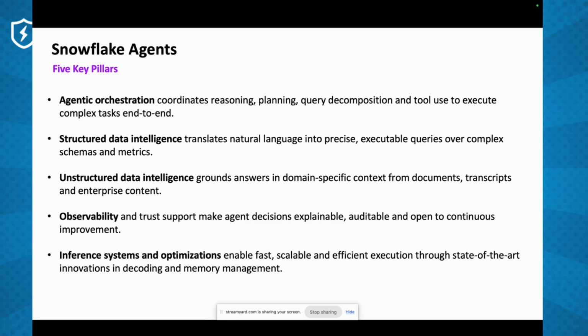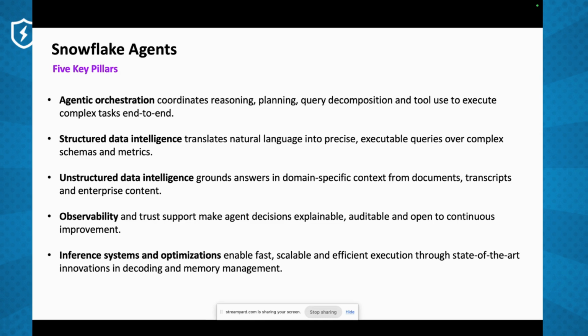Now, after structured, we talk about unstructured data intelligence. Unstructured data intelligence means that I'm taking unstructured data, asking questions, and getting answers from that unstructured data. Observability is another important pillar, because you need the right support to ensure that agents make the right decisions, right? So you have to make sure observability comes into the picture, because that helps with continuous improvement. And then the last important one is inference systems and optimizations.